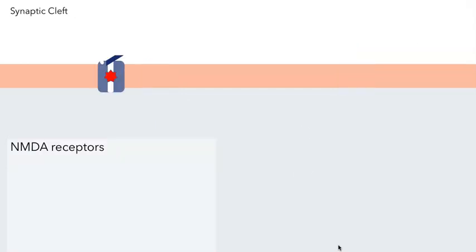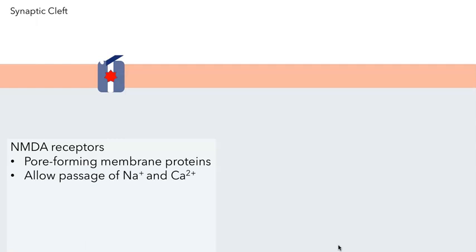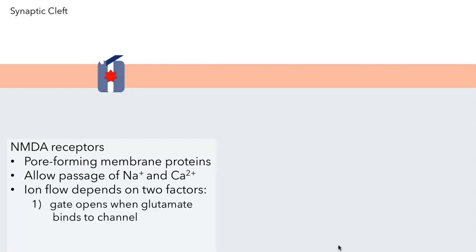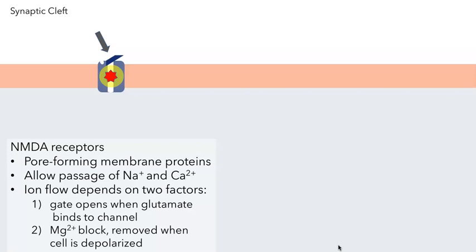Now let's look at NMDA receptors, which is a variation on this. NMDA receptors are also pore-forming membrane proteins. They'll allow passage of sodium, and also they're fairly permeable to calcium. Ion flow will depend on two factors. The first is that there's a gate that will open when glutamate binds to the channel. Here it is. The second is that there's a magnesium block, and that can be removed if the cell is depolarized.